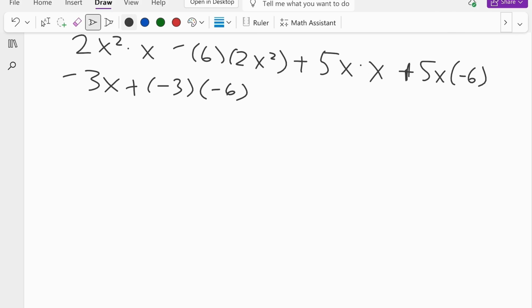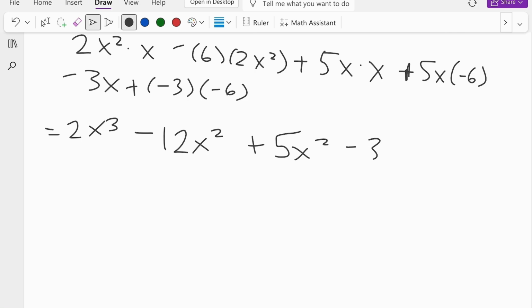Okay, continuing. We have 2x squared times x. That is just 2x cubed. Then we have -6 times 2x squared. 6 times 2 is 12, so we're just going to have minus 12x squared. And then we have 5x times x. x times x is just x squared, and then 5 times x squared is just 5x squared. And then we're going to have 5x times -6, which is just minus 30x. And then we're going to have minus 3x, and then -3 times -6 is just 18.